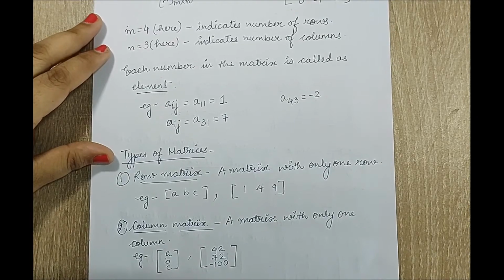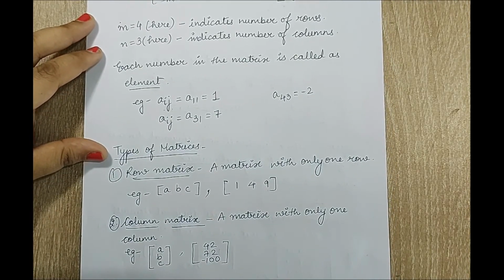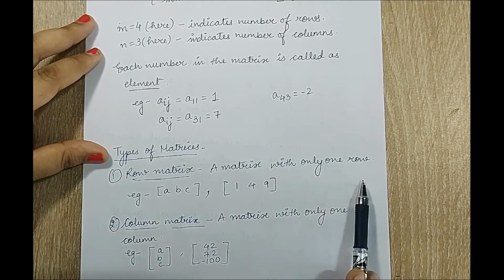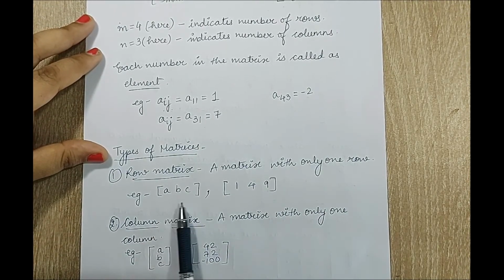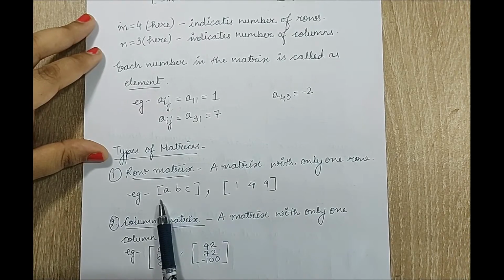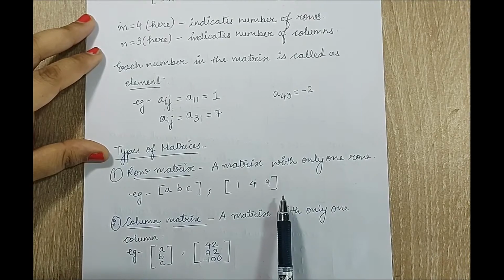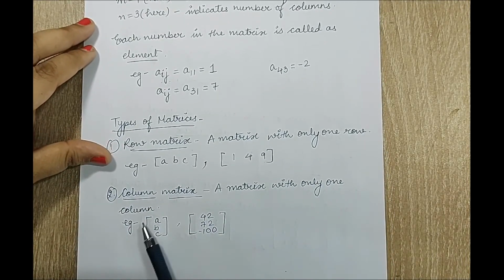Next, let's talk about some types of matrices. First one is called a row matrix. A row matrix means there is only one row. Like you can see A, B, C. These are the three elements. There is only one row. Or I can take 1, 4, 9. This is another example.